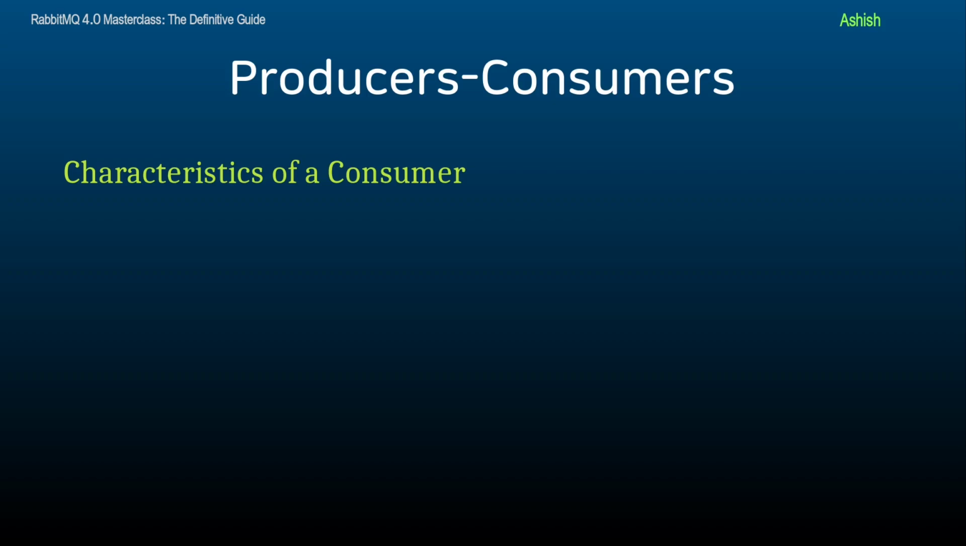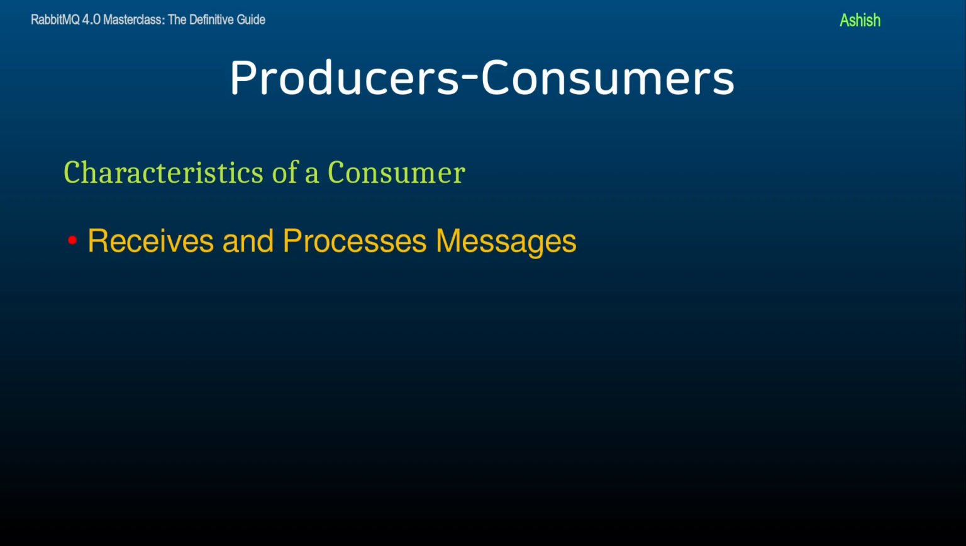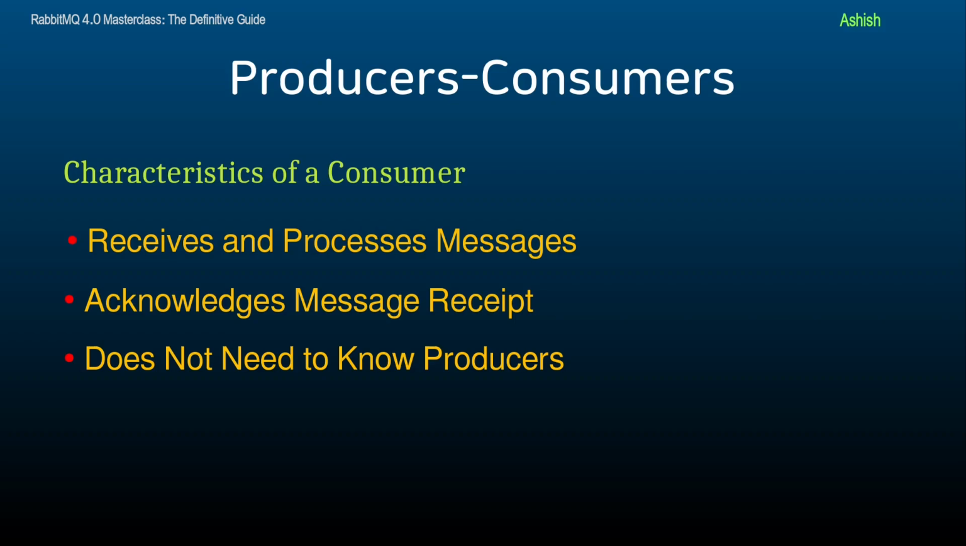Hence, we can deduce the characteristics of a consumer as follows. The consumer's role is to take the messages from the queue and perform some work on them. Example, data processing or sending notifications or maybe something else. Next, consumers send acknowledgments to RabbitMQ to indicate that the message has been successfully processed. This ensures reliability, meaning messages aren't lost. Finally, consumers don't know where the messages came from or who sent them. They simply wait for messages to arrive in the queue to process.